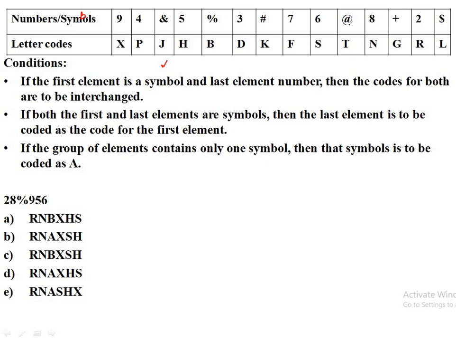Yes. So what is the condition provided? If the first element is a symbol and the last element is a number, then the codes are to be interchanged. Suppose the first is a symbol, any of the symbols provided here, and it will be given based on the table itself. Why? Because they don't go out of the boundary. When we have only this much of numbers and symbols, they provide you on this basis only. They don't give anything else which is not there in the table. Example, dollar is not there. They don't provide you dollar. Is this clear? So remember that.